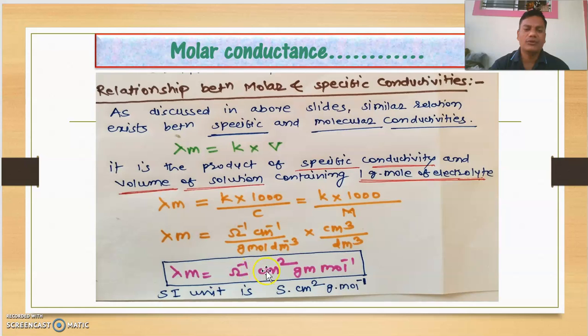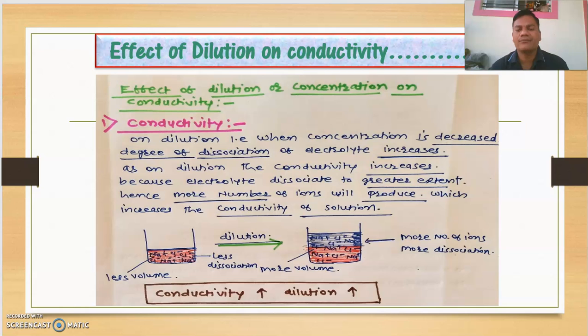So the unit is per ohm cm square, and as it is gram mole in the denominator, when it goes into the numerator, it becomes gram per mole. So the unit is per ohm cm square gram per mole. That is the unit for molar conductance. Now the SI unit: replace per ohm by Siemens, so Siemens centimeter square gram per mole. In this way we can calculate the unit for molar conductance.